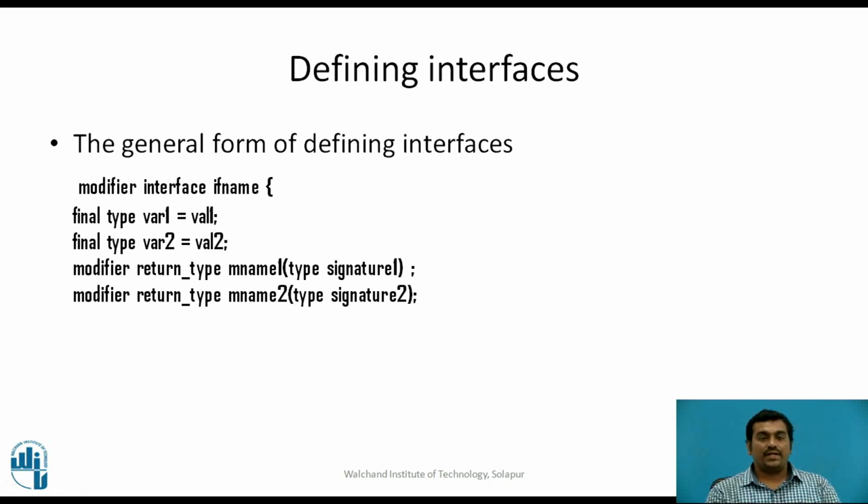Now how do we define interfaces? The general form of defining interfaces is like this. You generally write a modifier first, then interface is the keyword, then the name of that interface. Final is the keyword to define a constant. As I have already told you, we can only define constants as instance variables. Similarly, methods can have a return type, and there is only a signature. It means we are not going to implement any method, we are just giving the skeleton.